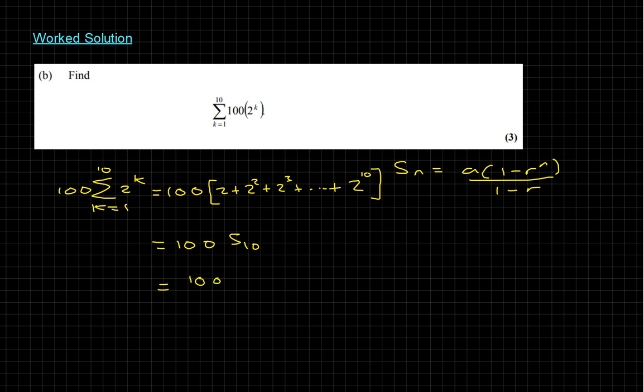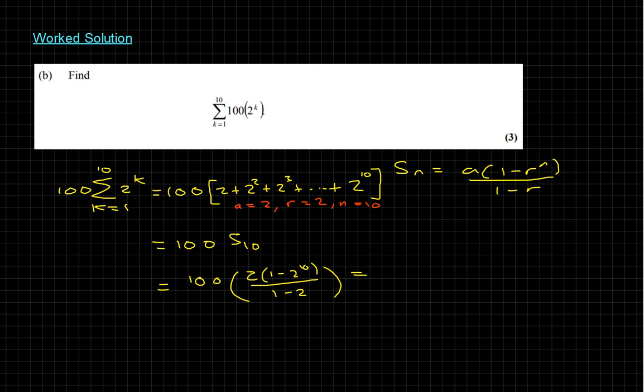In this case, then, what are the key values of the formula? A is the first value, which is 2 in this case. The common ratio is also 2, because we're multiplying by 2 each time, and the number of terms is 10. Putting that all together, 2 times 1 minus 2 to the 10, all over 1 minus 2.